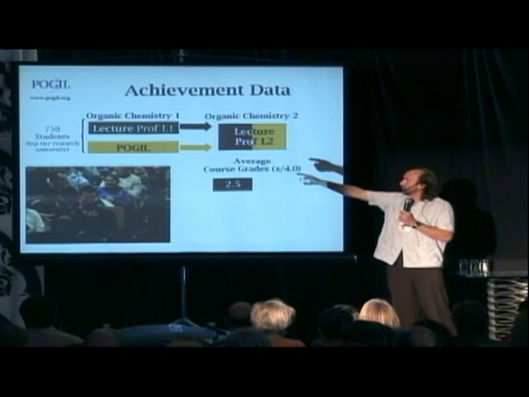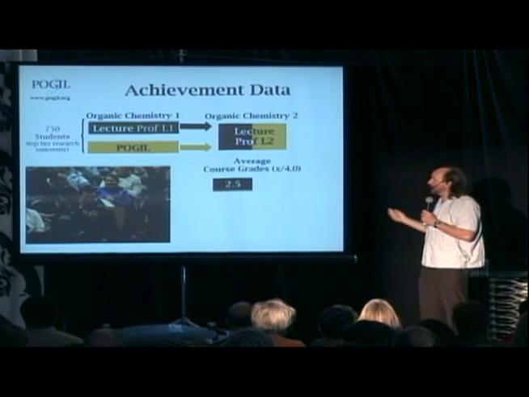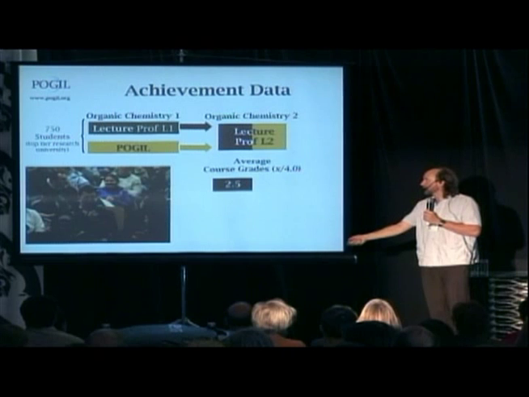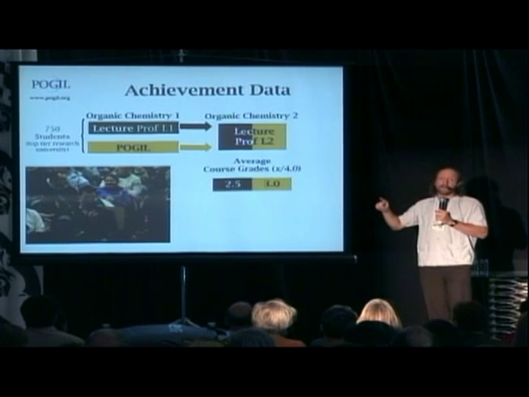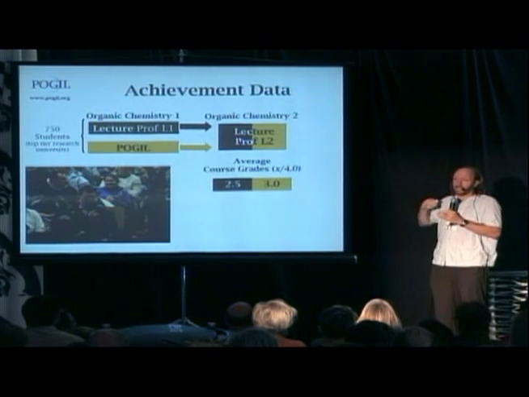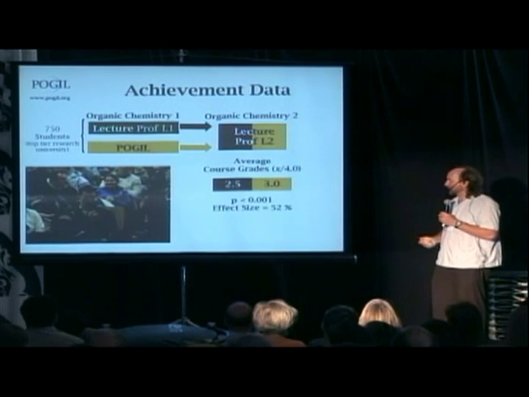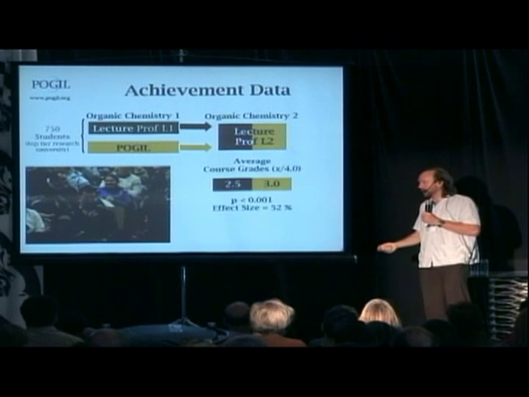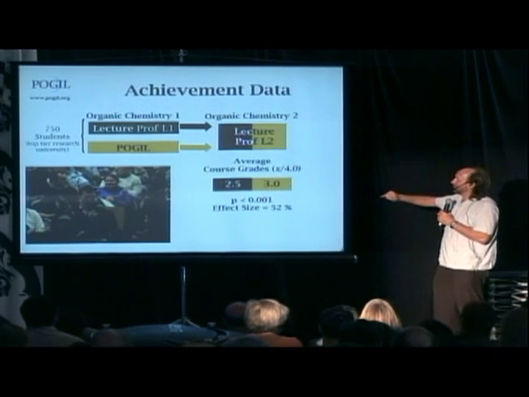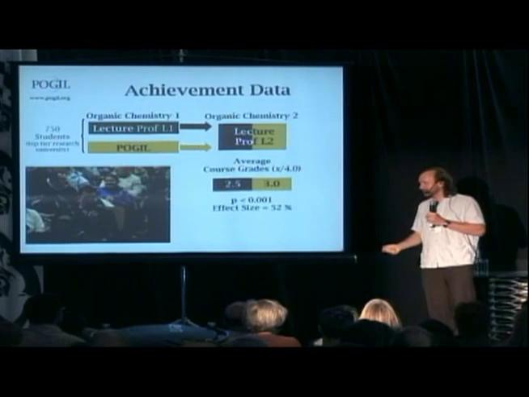The students who had POGL for Organic 1 and lecture for Organic 2 in the lecture course got 3.0 out of 4. So this is half a grade level. This is a huge, relatively speaking, a very large difference for those of you who like statistics. An effect size of 52% is quite large. It's the ratio of, you can talk to me afterwards.